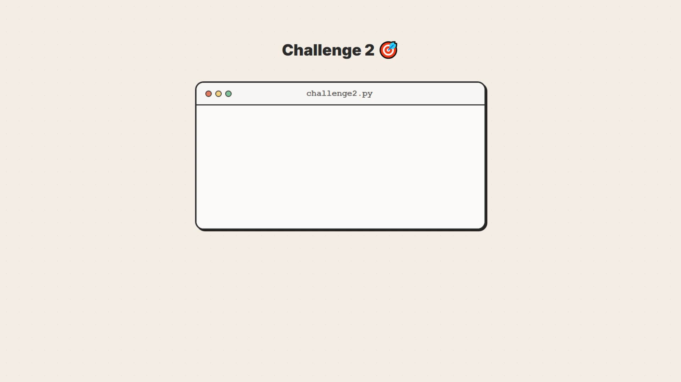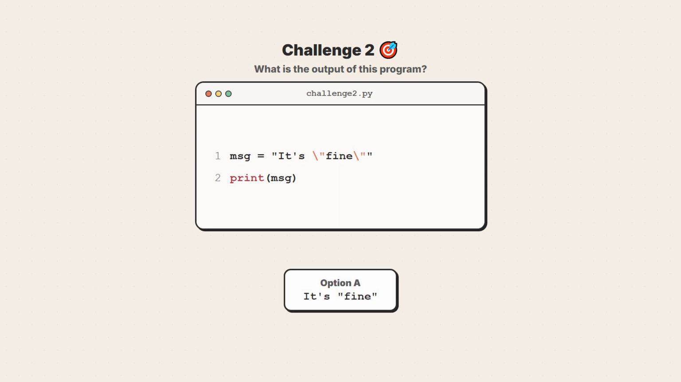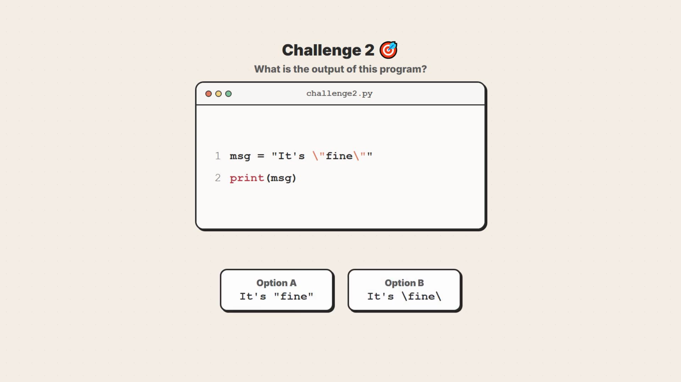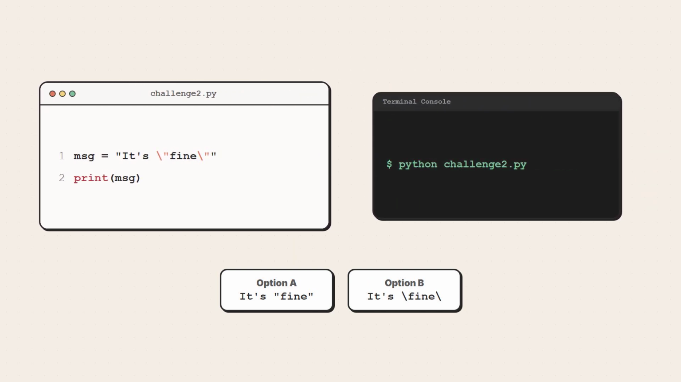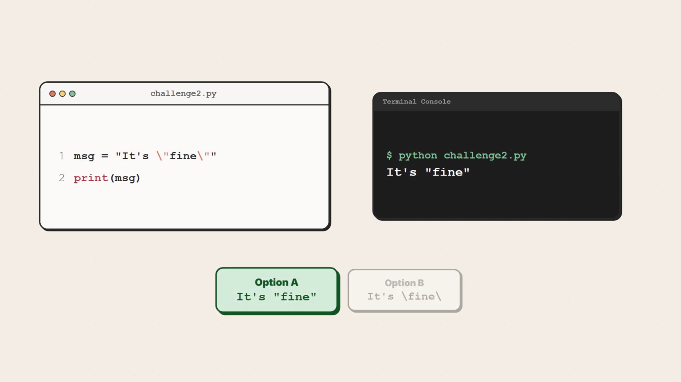Now for the second challenge, message equals "It's \"fine\"". What will this print? Option A, It's "fine". Option B, It's \"fine\". Take a moment to decide. Ready? The answer is option A, It's "fine". The backslashes escape the double quotes around fine, letting them print as text without crashing the code.